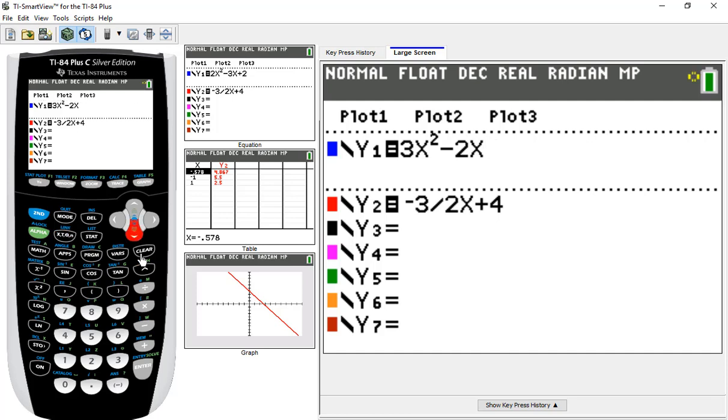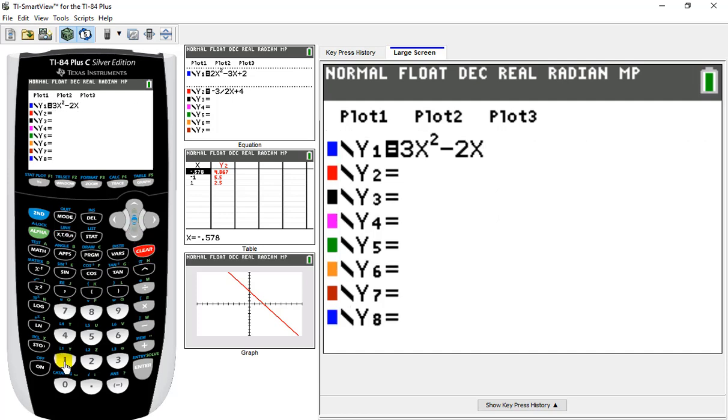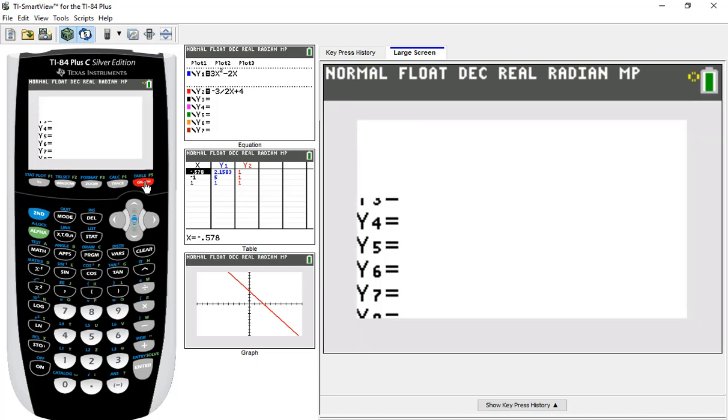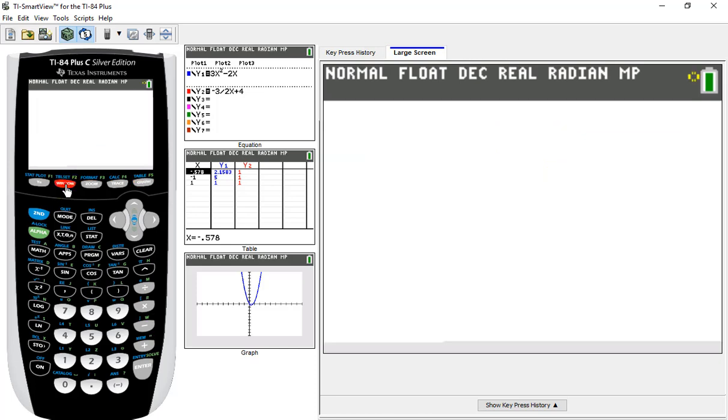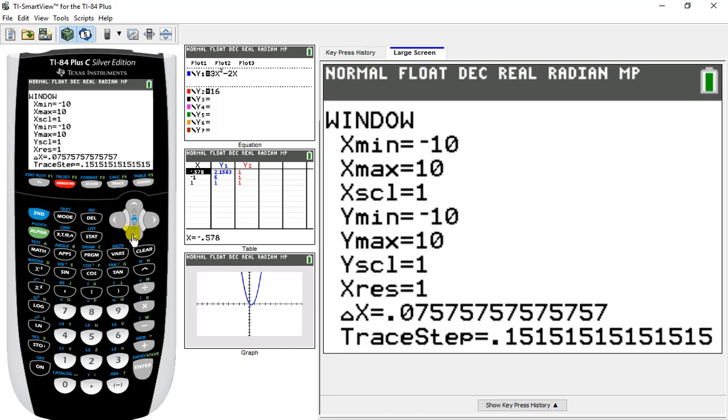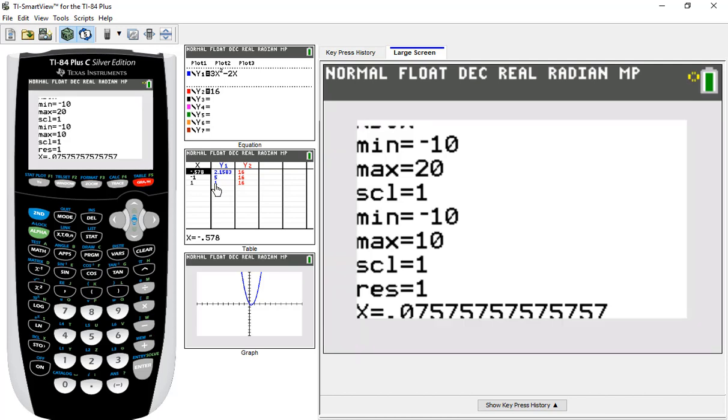And our second one is simply going to be 16. We're going to hit graph, and we're going to find out where those two cross. Now, I should have known this because my window only goes up to 10, so I'm going to have to adjust my window. I need some more y values on the positive side. I'm just going to change this to 20, and then I'll go back and graph it again.